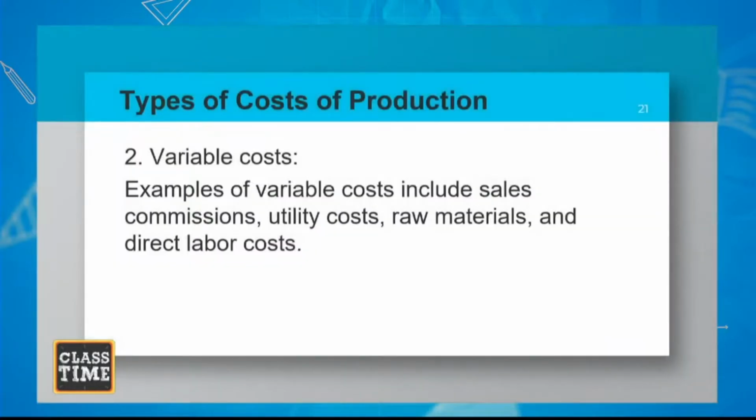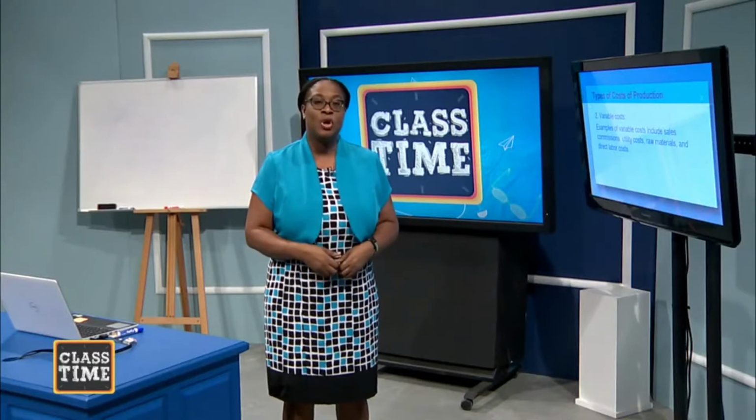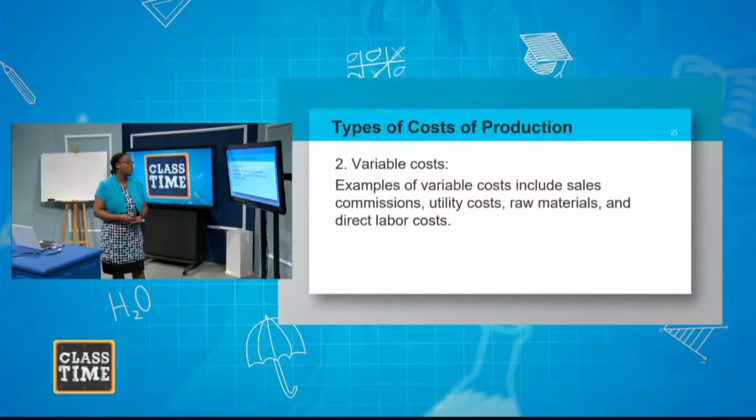Now, some examples of these variable costs include sales commission. Sales commission works based on the amount of sales that you generate. If you don't generate any sales, there's no commission to collect. Your utility cost: if you utilize a certain amount of electricity or water in your production, if it's increasing or decreasing, the cost will fluctuate likewise. Same as with your raw material and some direct labor cost.